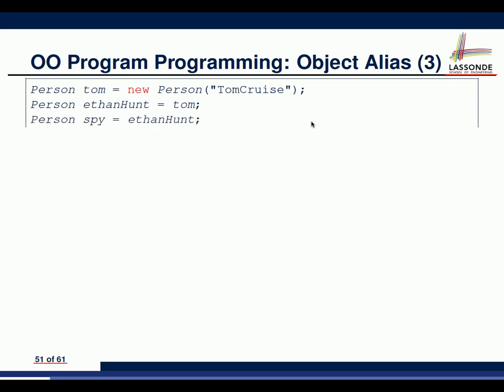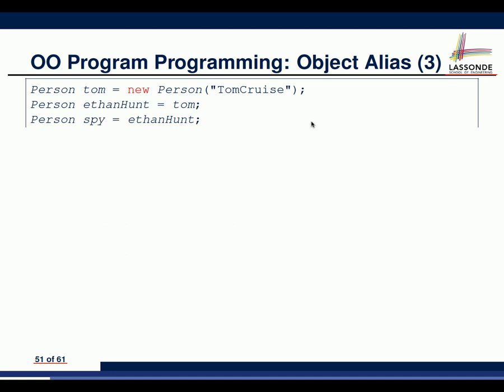Third line. Person spy is assigned to Ethan Hunt. So what does that really mean? You can see that we got three names already. We got Tom, we have Ethan Hunt, we have spy. All of them have the same type, person, which means each one of them is going to store the address of some person, right?